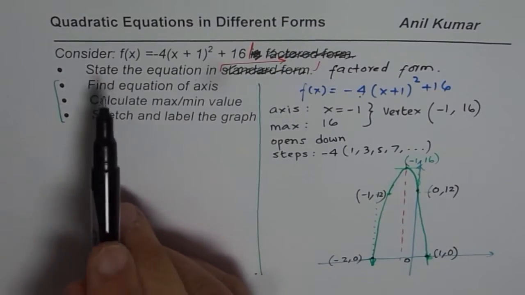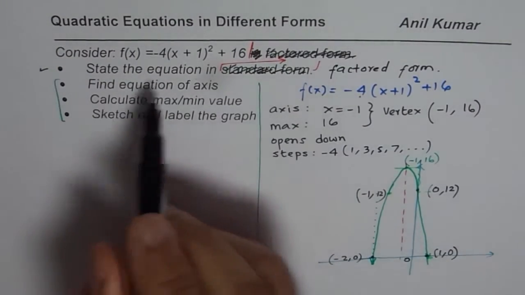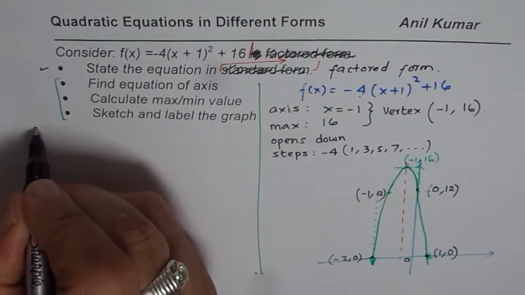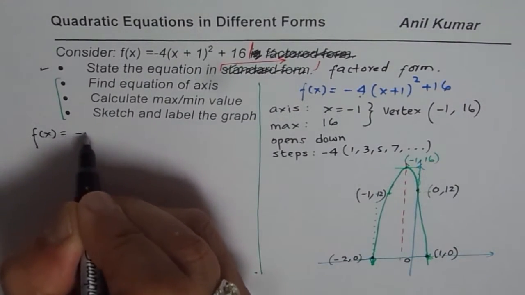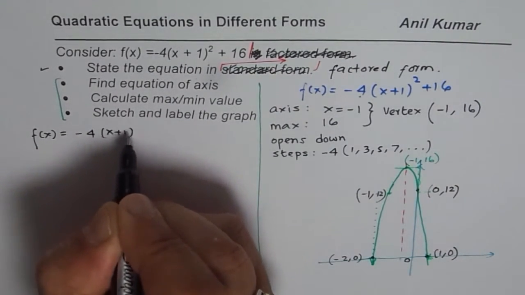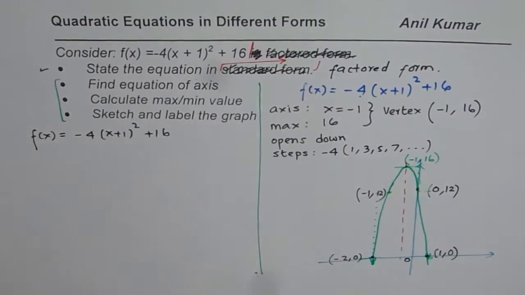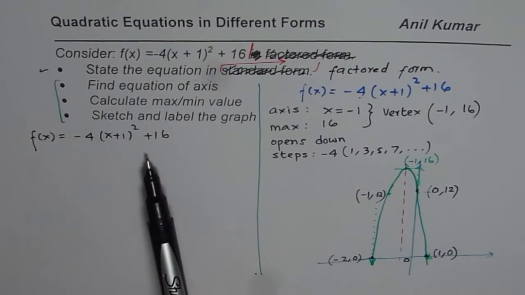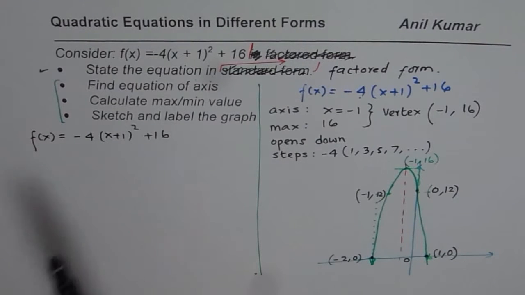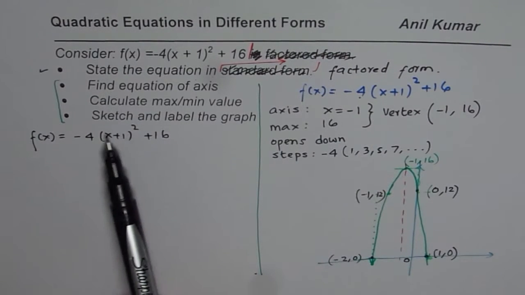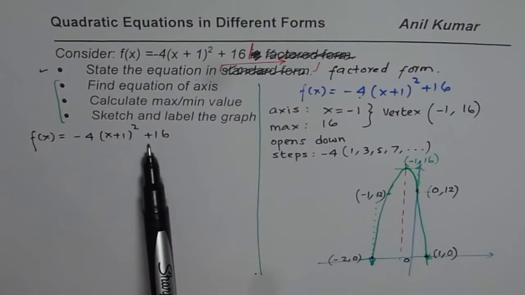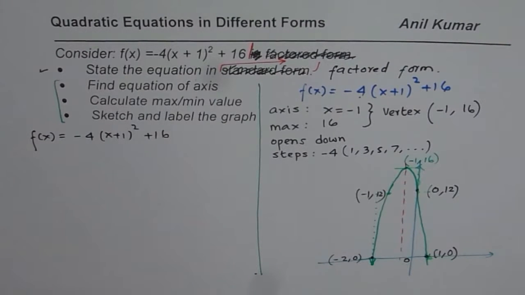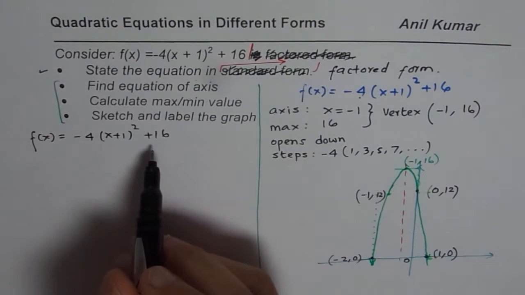Now let's begin with the first part, which is writing the equation in factored form. So we have the equation f(x) = -4(x + 1)² + 16. I hope all these steps are absolutely clear. We'll just check upon them later also. Now this is very interesting to write in factored form. I've seen students expanding this, right? You could expand this, then you get a trinomial and then you factor. You could do that. But what I'm going to show you is probably a very efficient way of factoring.